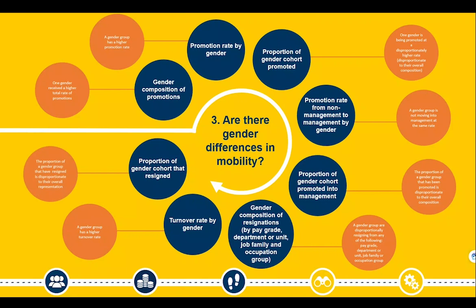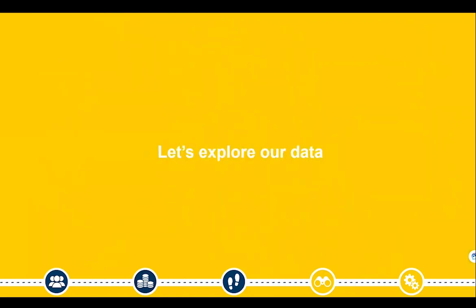And finally, we're going to look at the proportion of the gender cohort that's resigned. So proportionally of those women, of those men, what does that look like? What proportion of women have resigned in a period of time? What proportion of men have resigned in a period of time? And that is also telling because it tells us how much of the workforce by gender we've actually lost. Okay, so let's go and have a look at the data.